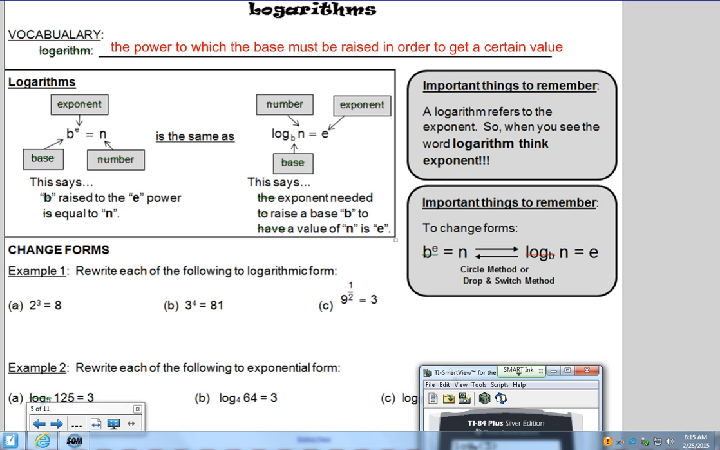And the box shows you the 2 different forms. On the left, it's the exponential form, where you have a base number raised to an exponent number and then equals a certain value. And on the right, you have the log form of that same expression or equation. So the log base b of a certain number is equal to the exponent.